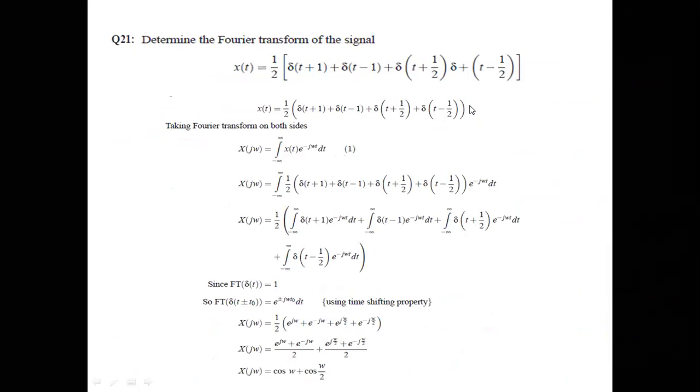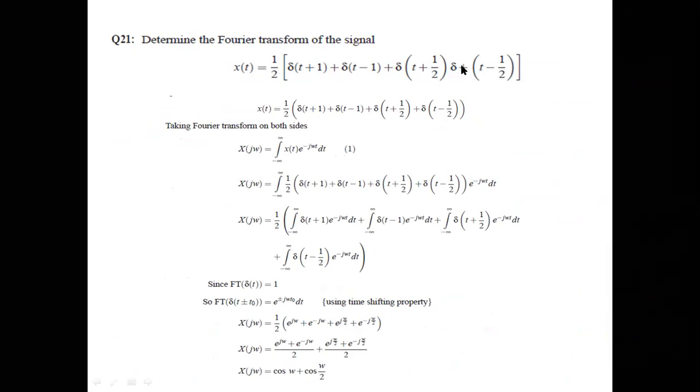And the last one here is the last example. Determine the Fourier transformation of the signal. The signal is given as 1 by 2 delta of t plus 1, delta of t minus 1, delta of t plus 2, and 1 by 2 delta of t minus 2.